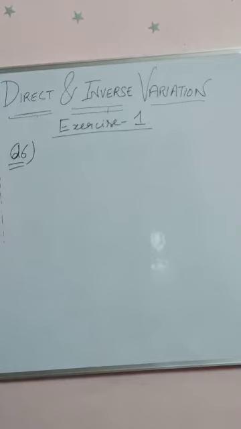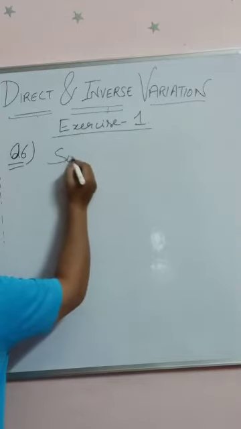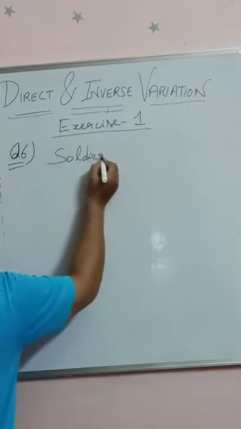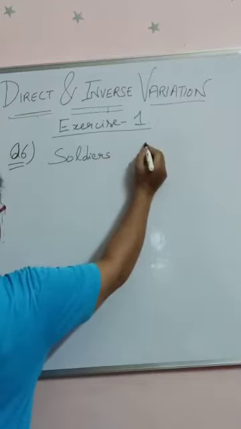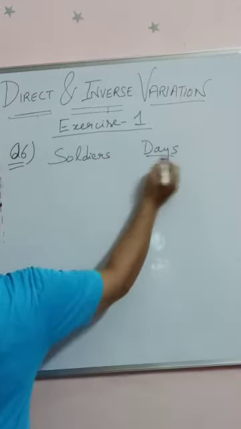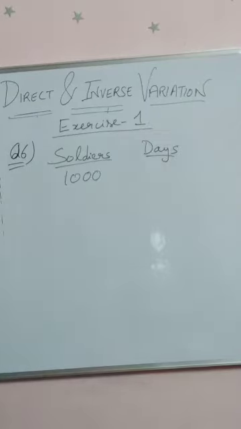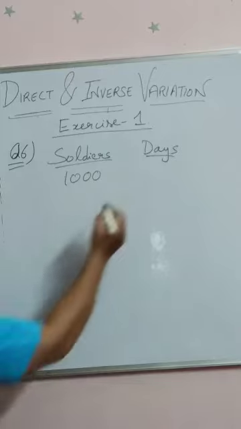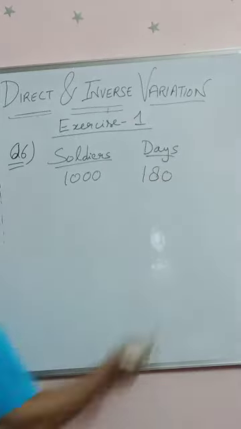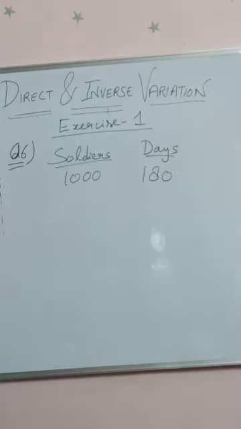They are saying, a camp of 1,000 soldiers has enough food for 180 days. So what are the two quantities they are talking about? They are talking about the number of soldiers and for how long the food is lasting, that means the number of days. So when the number of soldiers is 1,000, the food lasts for how many days? 180 days. This is the given statement. Now they are saying, if 600 more soldiers join the camp after 20 days, how long will the remaining food last?